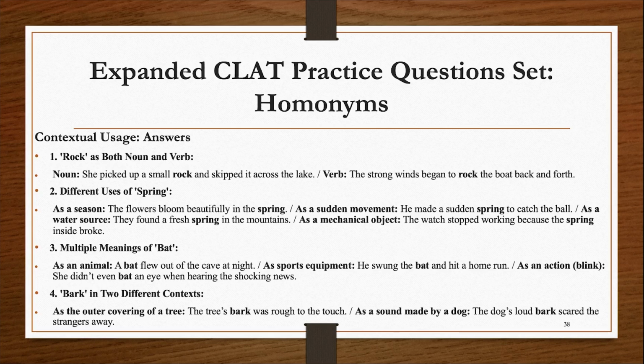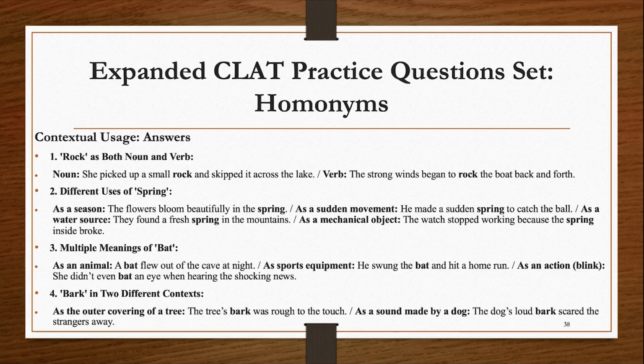Rock as both noun and verb. As a noun, she picked up a small rock and skipped it across the lake. Whereas as a verb, the strong winds began to rock the boat back and forth. Second, different uses of spring. As a season, the flowers bloom beautifully in the spring. As a sudden movement, he made a sudden spring to catch the ball. Third, as a water source, they found a fresh spring in the mountains. And as a mechanical object, the watch stopped working because the spring inside broke. So there are different uses of the word spring. You can make n number of sentences as you wish.